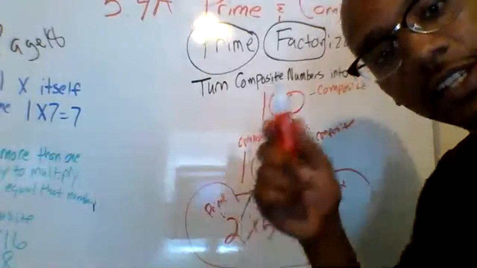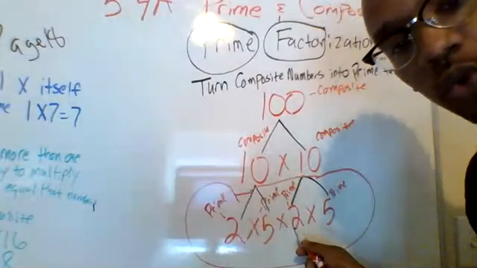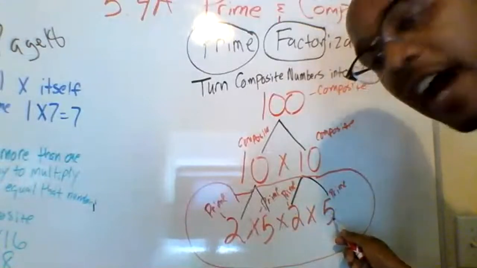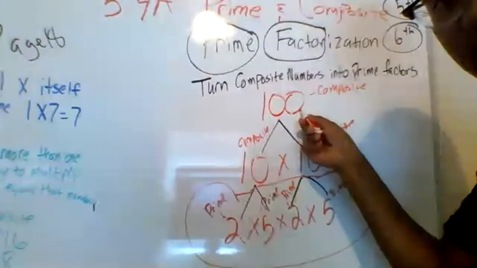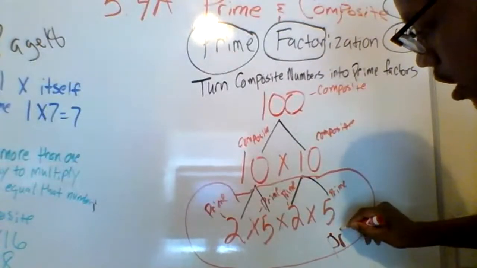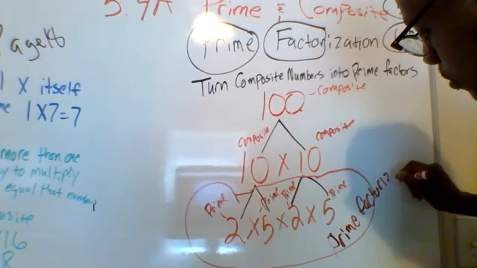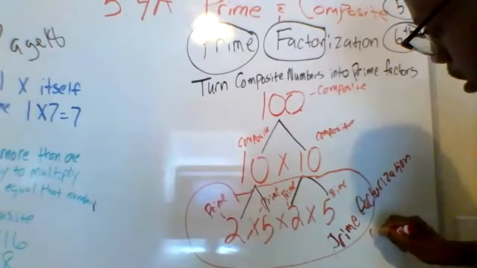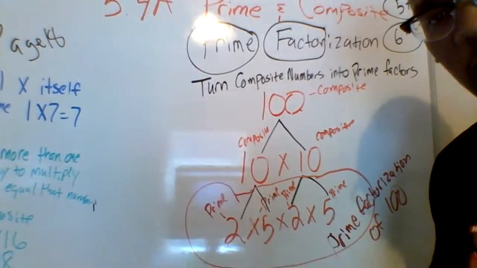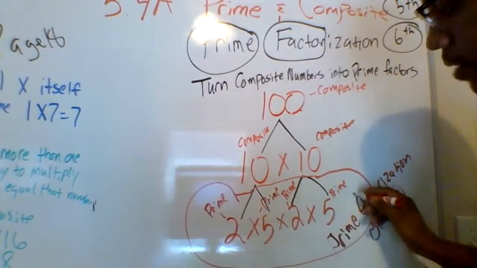2 times 5 is 10. 10 times 2 is 20. And 20 times 5, you're back at the 100. This is the prime factorization of 100. All right? I broke 100 down into only prime numbers.